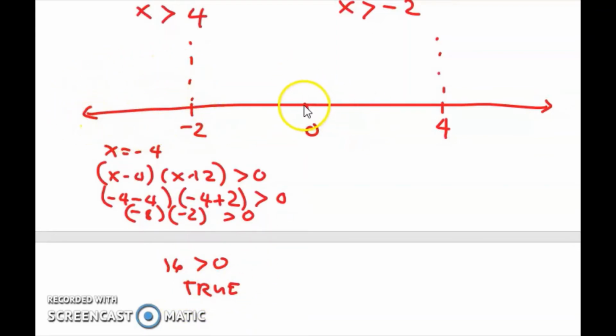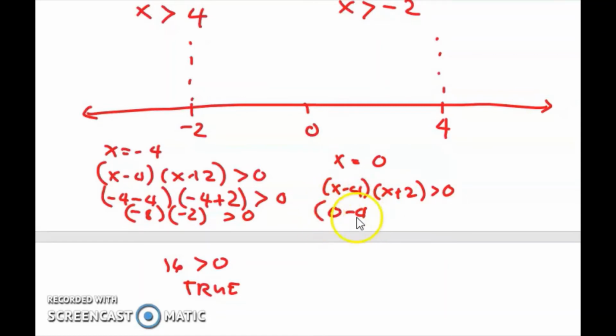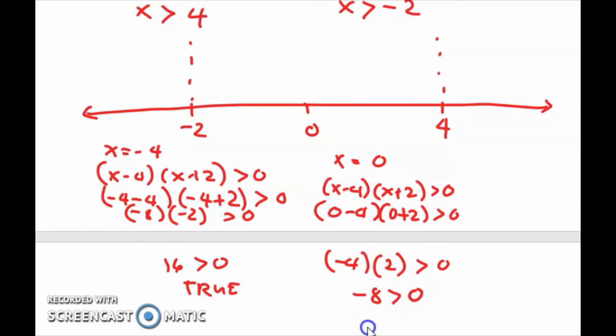Oh, now, how about if I'll take 0? When x is 0. So, we have x minus 4, x plus 2, greater than 0 ba yan? When x is 0. So, 0 minus 4. And then 0 plus 2, is that greater than 0? What is this? 0 minus 4 is negative 4 multiplied by 0 plus 2 is how many? 2. Is that greater than 0? What is negative 4 times 2? That's negative 8. Is negative 8 greater than 0? No. So, this is a false.